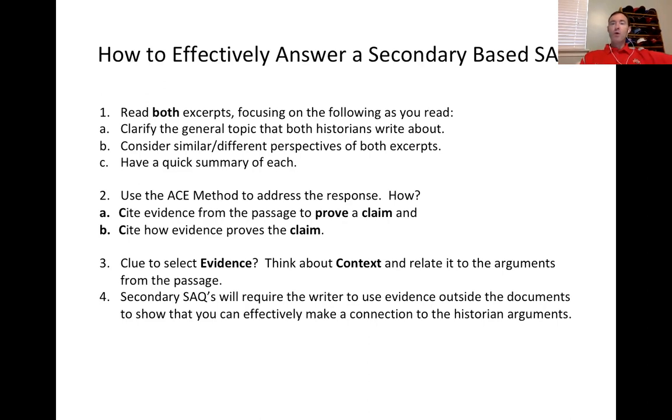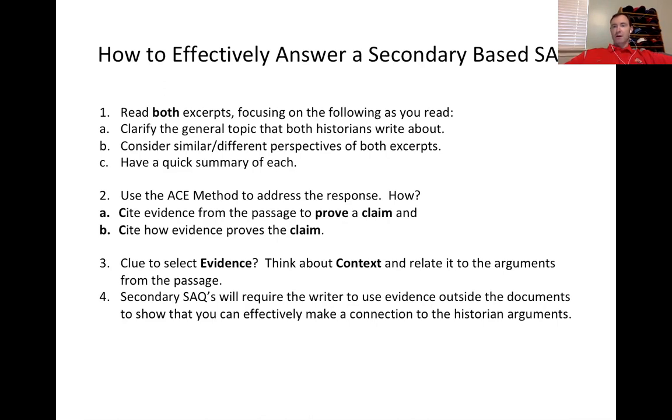So then what do you do? Well, the ACE method. Answer the question. Cite your evidence and explain. And so again, you've compared and contrasted or showed differences with the two interpretations. But when you're getting into evidence, check out here: cite evidence from the passage to prove a claim. Those historians are both making claims about women during this revolution. What you want to do is show that claim, which they have already made, and use your own evidence to basically support the claim.